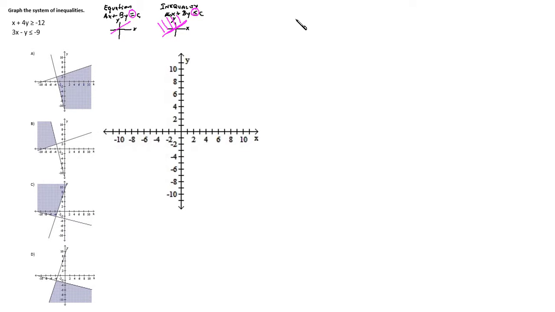graph each inequality. I'm going to make the first inequality blue. So we're going to graph inequality number 1 in blue. It is x plus 4y is greater than or equal to negative 12. I'm always checking to make sure I wrote down the correct inequality. X plus 4y is greater than or equal to negative 12.